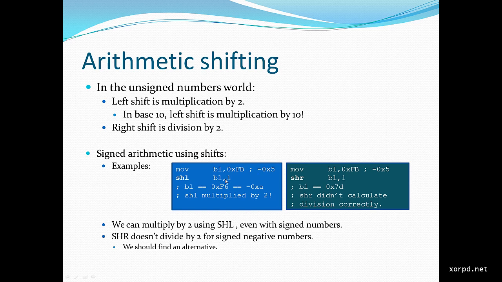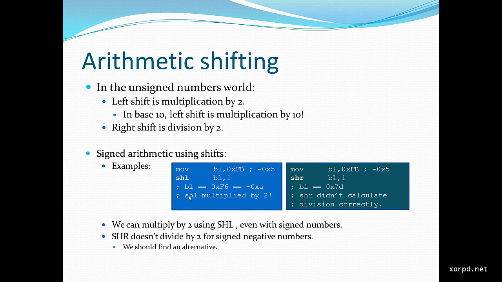So we try to shift left by 1. And we are going to get this result, F6, which is in 2's complement representation minus 10, 0xA, which is minus 10 in decimal. So shift left actually multiplied by 2. Even though the number was negative, shift left somehow managed to understand it. He didn't really understand it, he just shifted bits. However, somehow it worked. Somehow magically it does work to shift left.